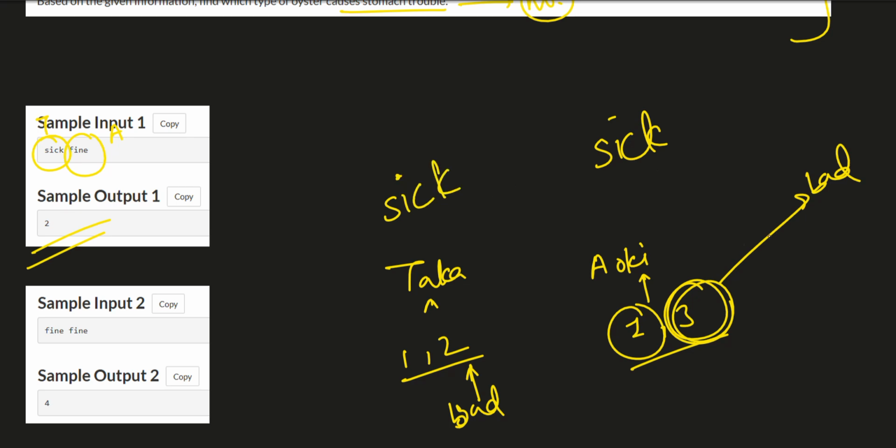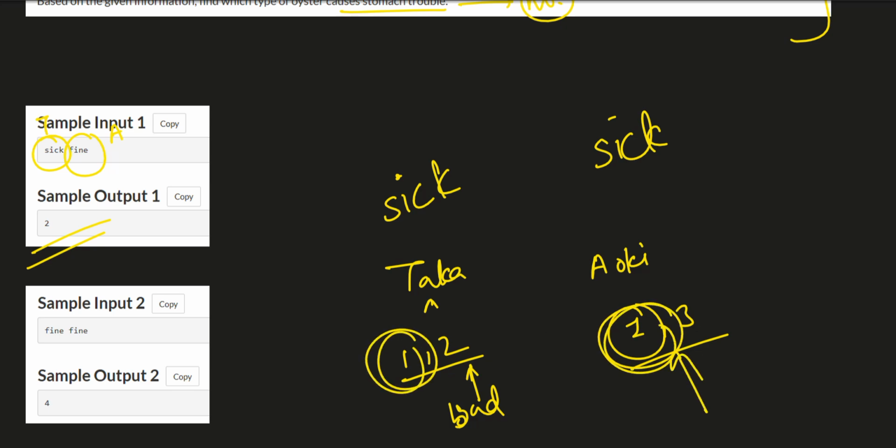Okay. Now, let's take another example. If both of them are sick, then can I say that surely number 1 would be the bad oyster, right? Because both of them got sick, so number 1 must be the bad oyster, so that both of them would get sick.